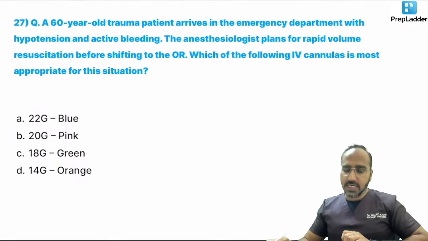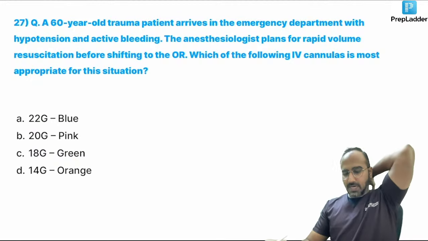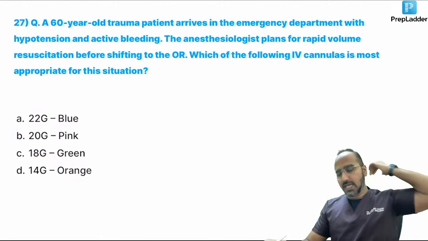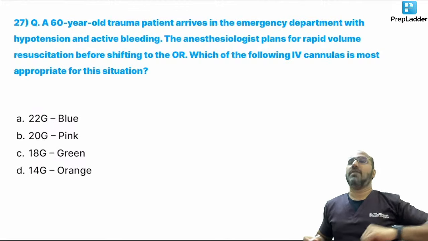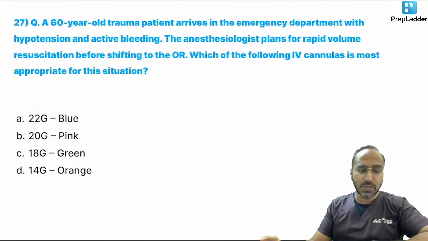Next, guys, a 60-year-old patient with trauma arrives in the emergency department. He's having hypotension and active bleeding. The anesthesiologist plans for rapid volume resuscitation. Which cannula should be used? Come on, guys. It's regarding the IV cannula.